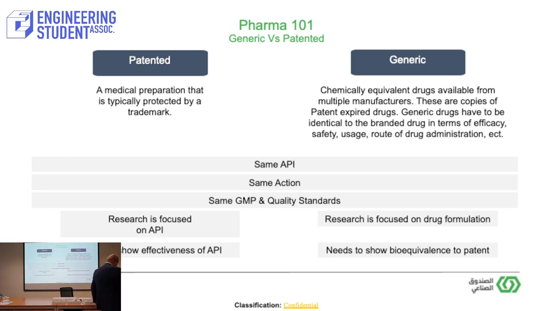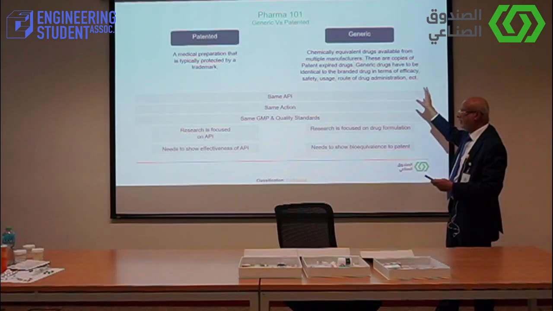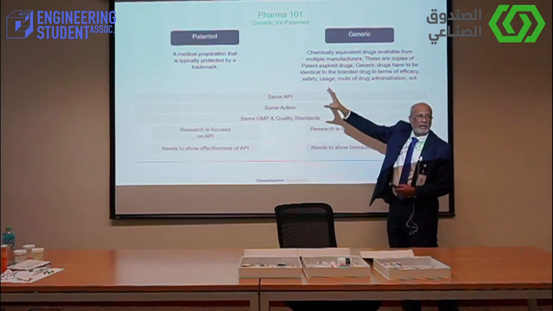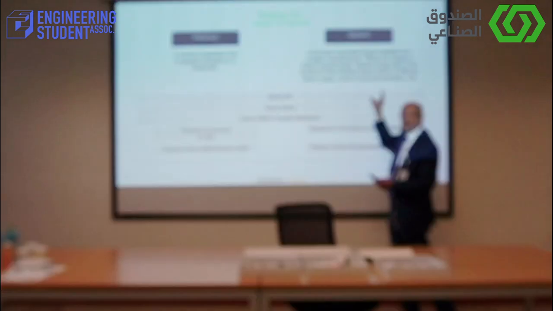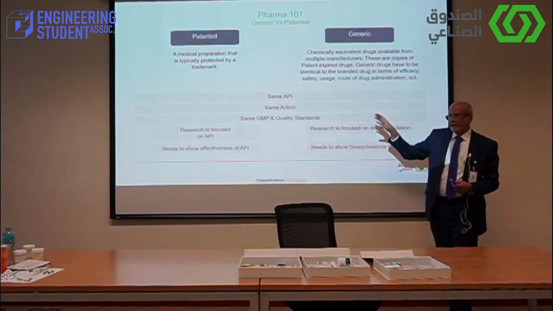I go back to the screen. So what is the difference basically? You have the medical preparation, which is protected by the trademark. Everyone knows atorvastatin, so that could be a patented one. The generic is an equivalent copycat drug. It is identical to the branded drug in safety, etc. The same API is used between a patented and a generic, the same action, everything is the same, the same GMP and quality standards.